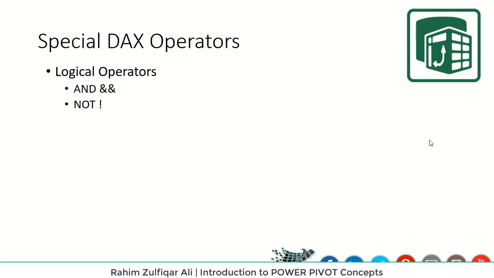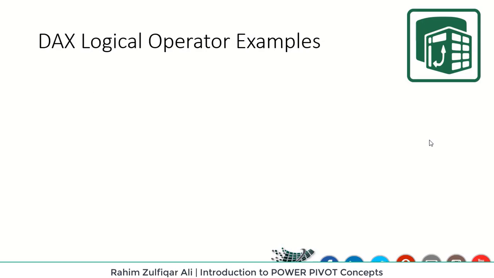In DAX, NOT is written as an exclamation mark. For the OR, you have to use two pipe symbols. In Excel we have that function with OR, but in Power Pivot DAX, if you want to set some criteria, you have to put two pipe symbols together in order to perform the OR criteria.